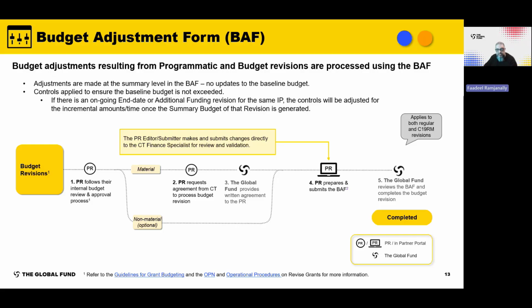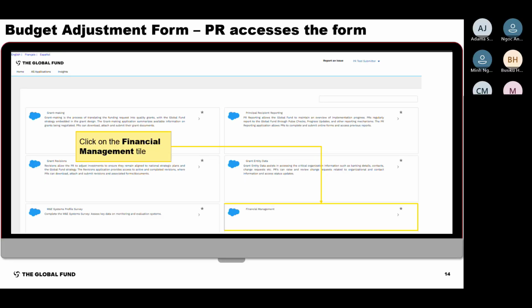Then this will be submitted in the system, and the Global Fund will review and approve the budget adjustment form, and this will be the end of the revision. So it's very much streamlined. I'll pass the floor now for some insights as to how it works in the system.